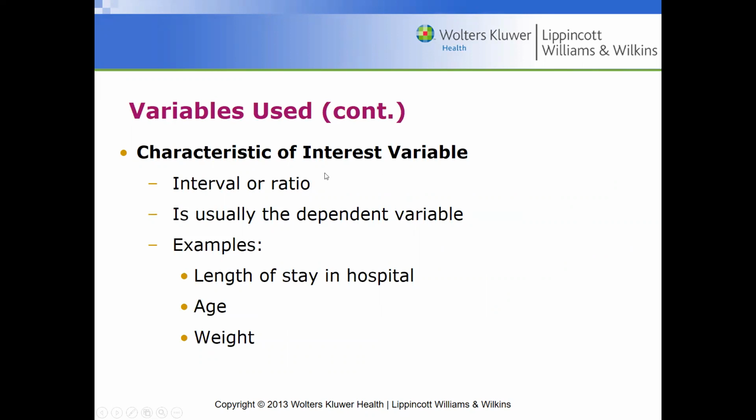If we're looking at the dependent variable, and so the characteristic of interest variable, so this is the outcome variable. It's generally interval or ratio, and it's usually the dependent variable. And some examples are length of stay in the hospital, age, weight. So maybe we look at whether those who had been immunized or those who hadn't been immunized, and how long they had to stay in the hospital for a certain medical condition. So generally, this is your dependent variable, so your outcome variable.